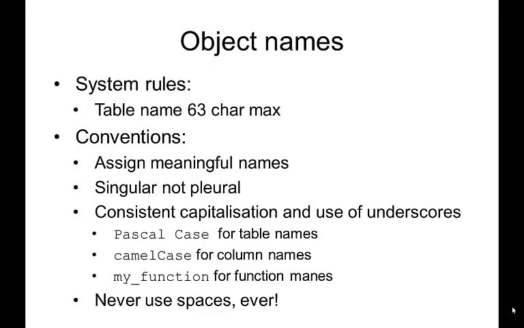That's direly wrong. For column names they suggest what's called camel case, presumably because it looks like a camel, with a small c for the first word. Subsequent words begin with a capital C. Also, they tend to use underscores to separate the words that are concatenated together to make a table name or the function name when it comes to functions. So it tends to be my underscore function for function names. And at the bottom here, never use spaces ever.